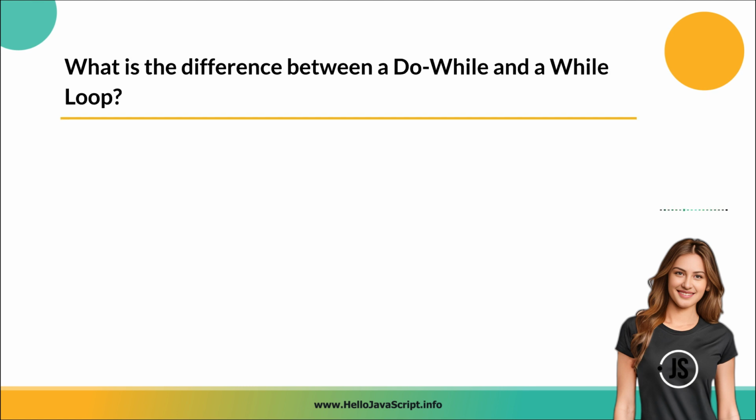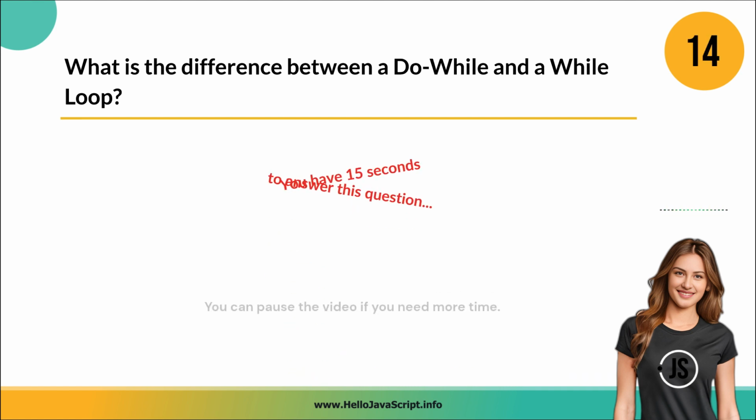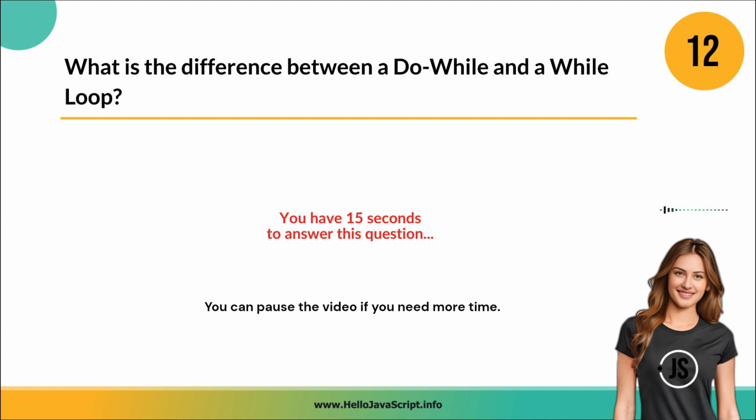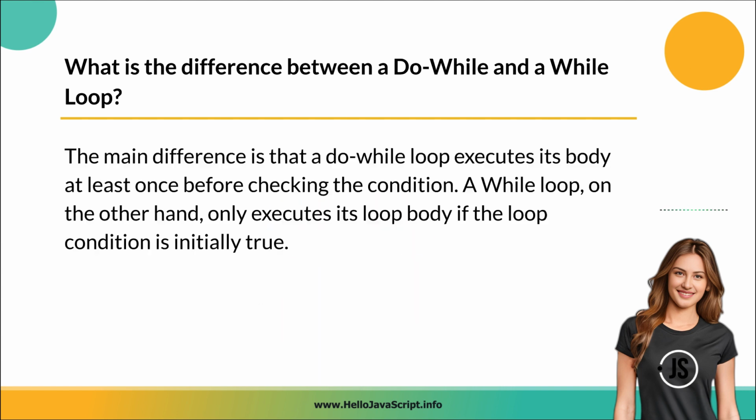Let's look at the next question. What is the difference between a do-while and a while loop? Here is the response to this interview question. The main difference is that a do-while loop executes its body at least once before checking the condition. A while loop, on the other hand, only executes its loop body if the loop condition is initially true.